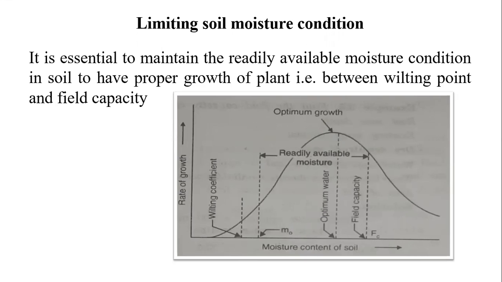That is at this particular level or at this particular juncture we can say the moisture content and the air content in the soil is so much optimized such that whatever the roots are there, they are able to absorb the water easily. Okay, so that is about a limiting soil moisture condition and optimum soil moisture condition.